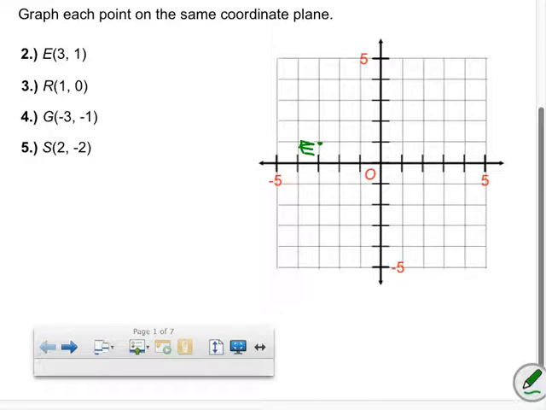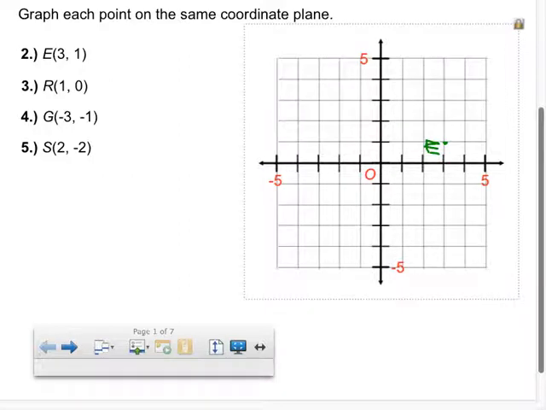Okay, so put the marker down. So what you just graphed was -3, +1. But we can fix it. Remember, left is negative. We can fix that. We can move it to +3, +1. Okay? Who can do point number 3, point R?